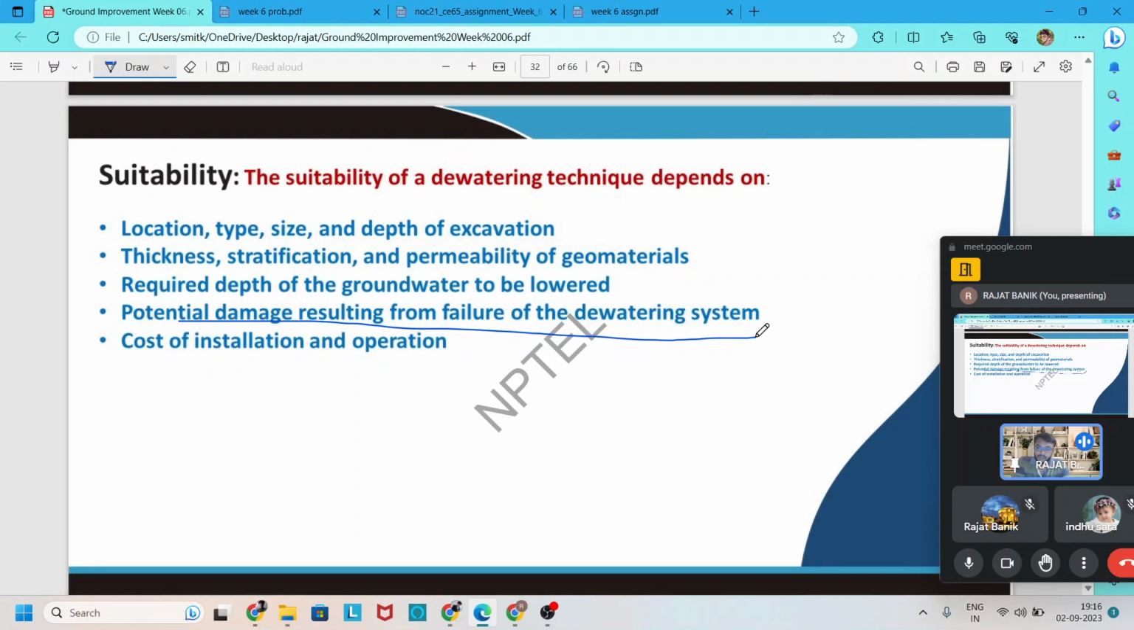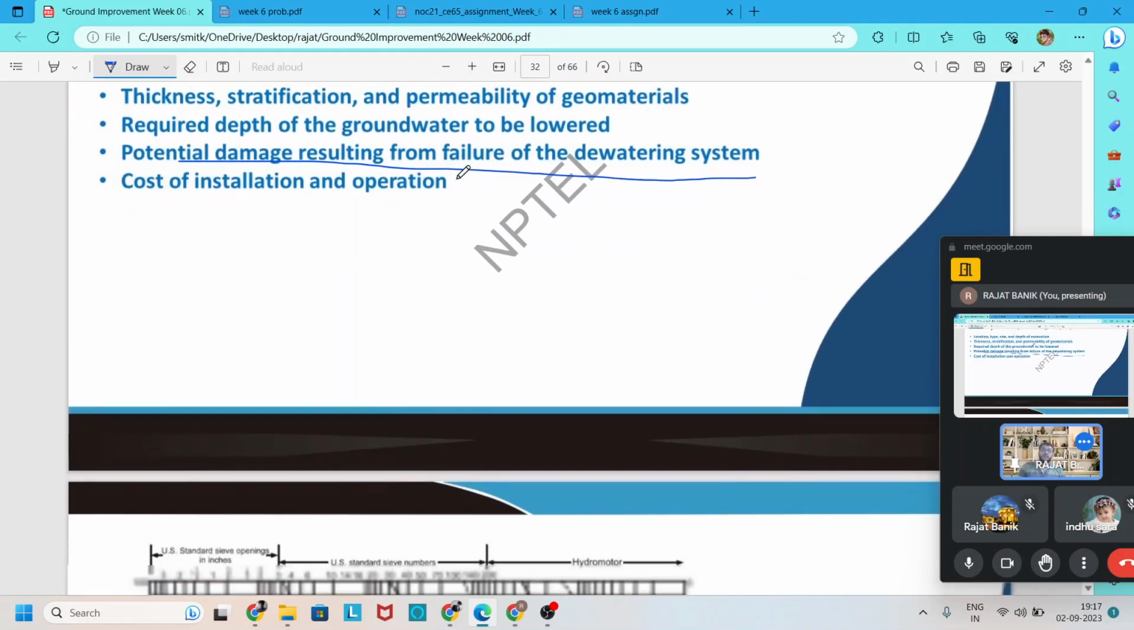Also, we see the cost of installation and operation. We know that the dewatering technique is more expensive than the drainage technique. Only if it is required is it used. Otherwise, if we need to address a small amount of water, then the drainage technique may be incorporated.